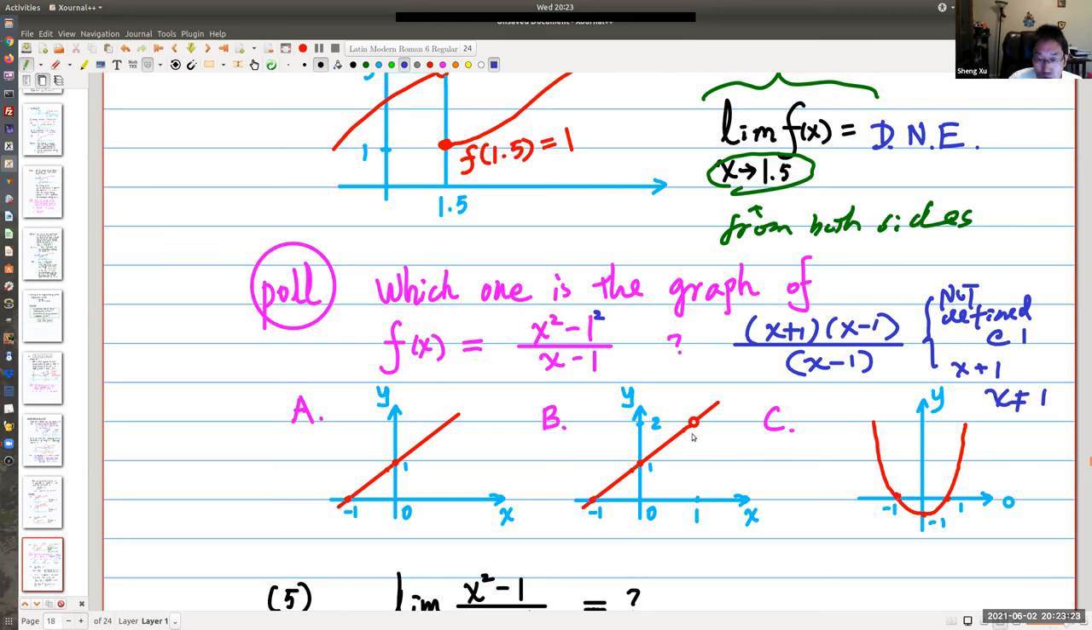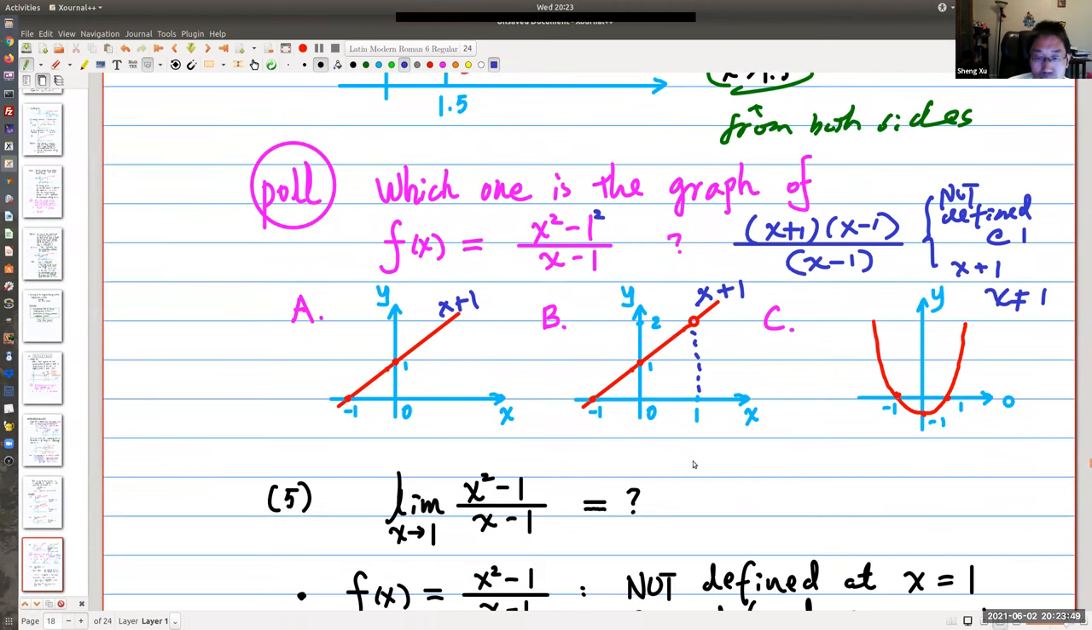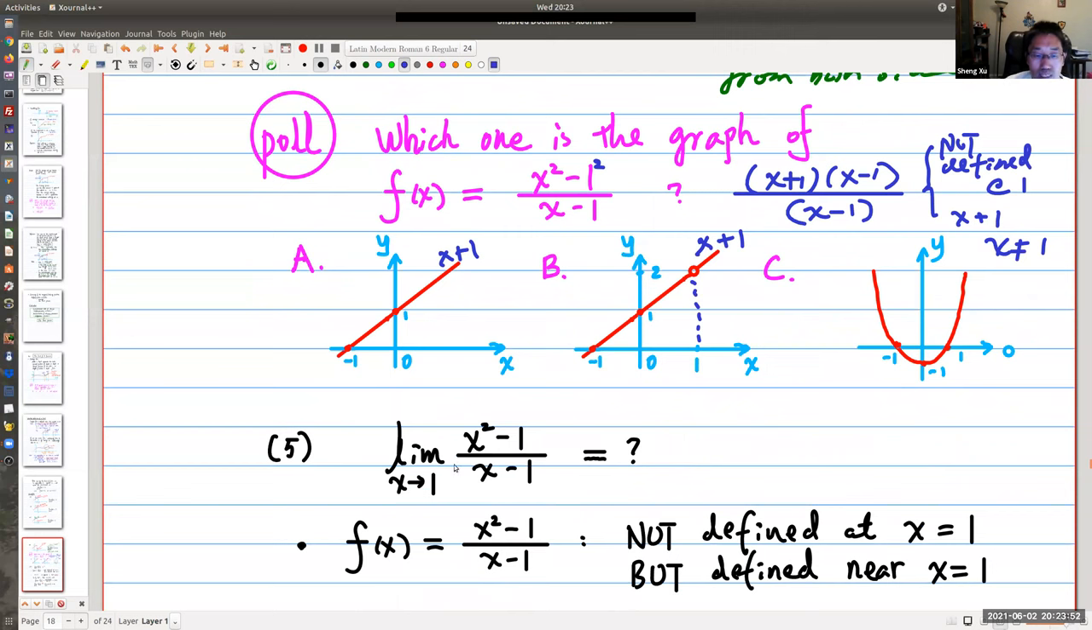So then you have a hole at one. Away from that hole, the function is just what? x plus one. Clear? So the difference between this f of x and x plus one is that one point. x plus one has no holes. This function here has a hole at x equals one. Clear? So if you understand that, now if I ask you, what's the limit of this function, x squared minus one over x minus one, as x approaches one?